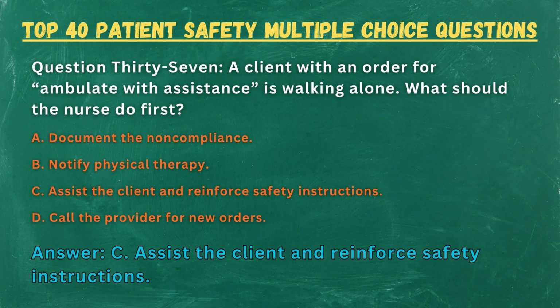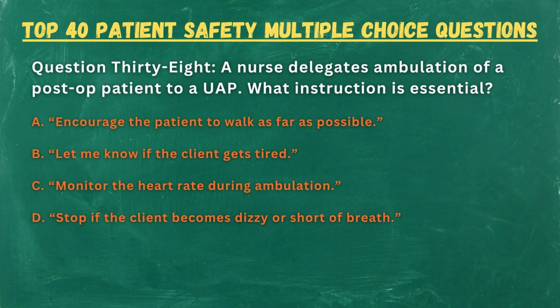Answer: C. Assist the client and reinforce safety instructions. Question 38. A nurse delegates ambulation of a post-op patient to a UAP. What instruction is essential? A. Encourage the patient to walk as far as possible. B. Let me know if the client gets tired. C. Monitor the heart rate during ambulation. D. Stop if the client becomes dizzy or short of breath.